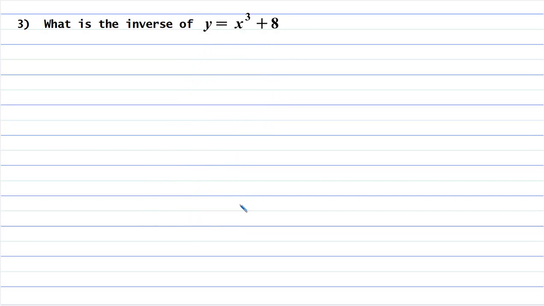Now let's look at another one. So this time there's a power involved, and I'll show you how you work with the powers. When we do these, we need to go ahead and switch the x and y. So x equals y cubed plus 8. And we're still going to get that y isolated. So minus 8. x minus 8 is equal to y cubed.